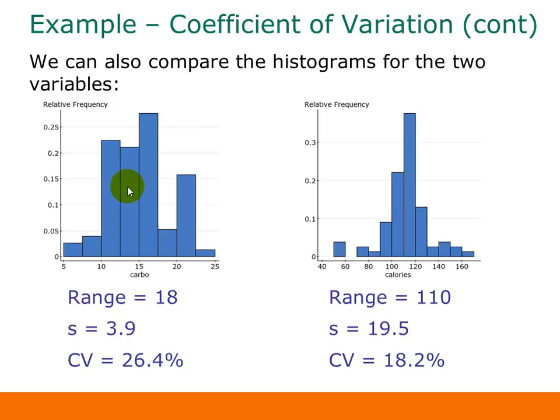Again, if you were only looking at the standard deviations, you might think that the calories per serving had much more dispersion because the standard deviation is so much greater. But if you compare it to the mean, as we do when we're finding the coefficient of variation, you can see that it really doesn't have more dispersion than this variable over here.